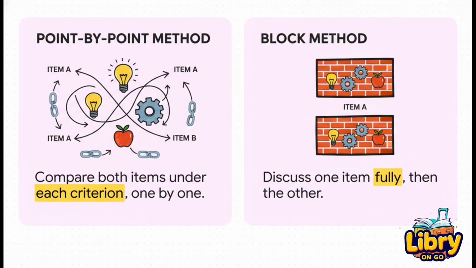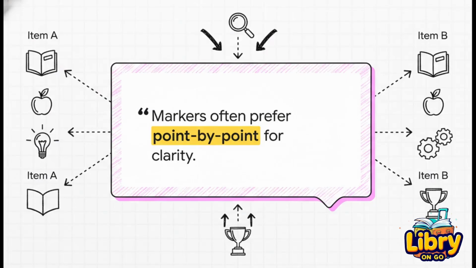So, you've basically got 2 options. There's the block method, where you talk about everything to do with item A, and then you talk about everything to do with item B. It's simple, sure, but it can feel a little disconnected, like you wrote 2 separate mini essays. But then you've got the point-by-point method. This is where you take one criterion at a time and discuss both items together under that point before moving on.